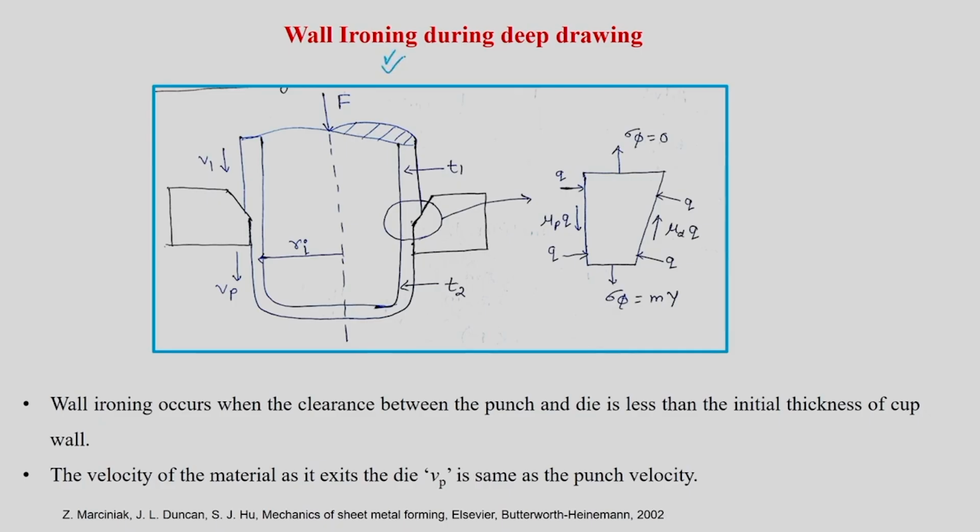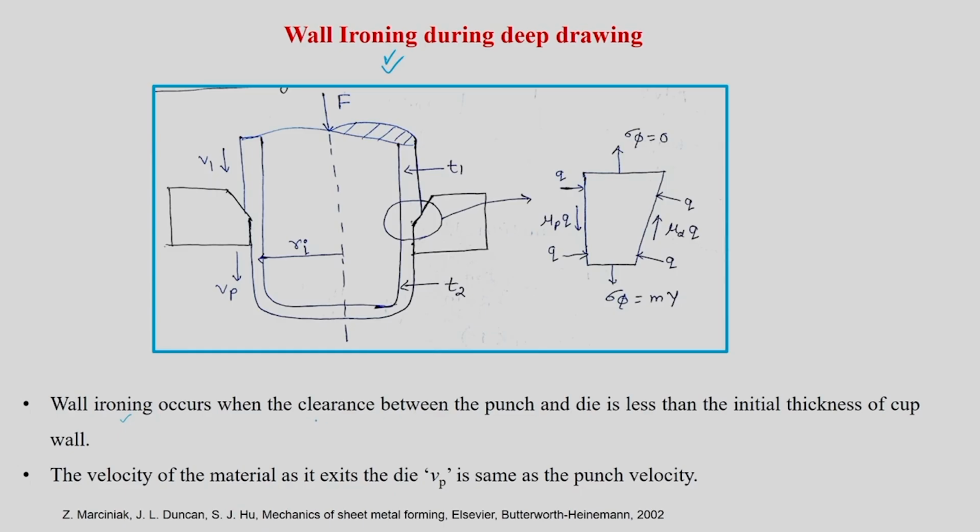We are not going to derive anything. What we are going to do is just make some important notes, bullet points type. This is what we are going to understand from this. So wall ironing basically occurs. Wall ironing is a phenomenon that will happen during the deep drawing process, cup deep drawing.